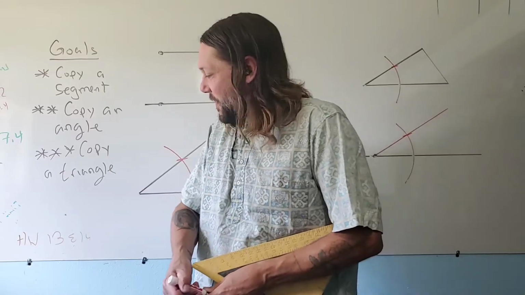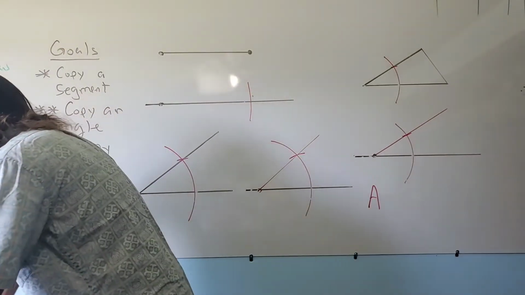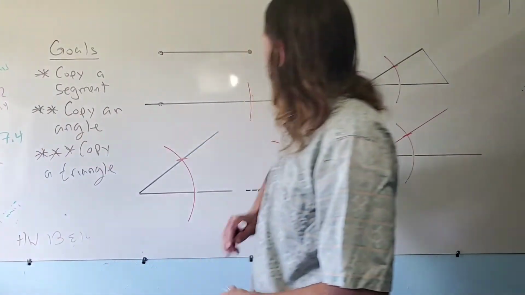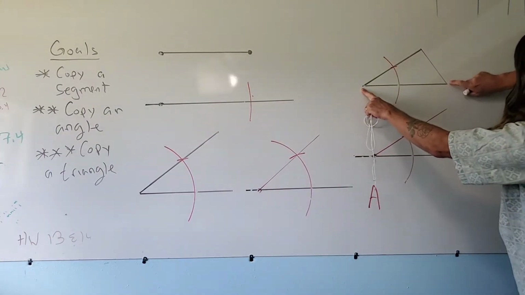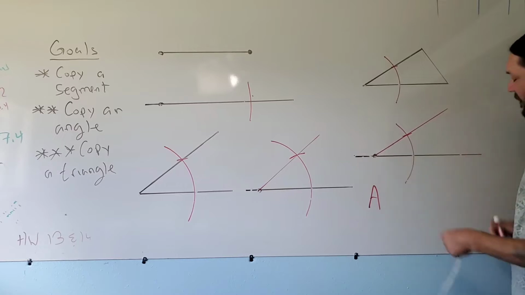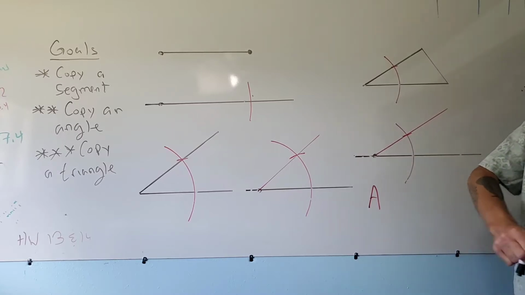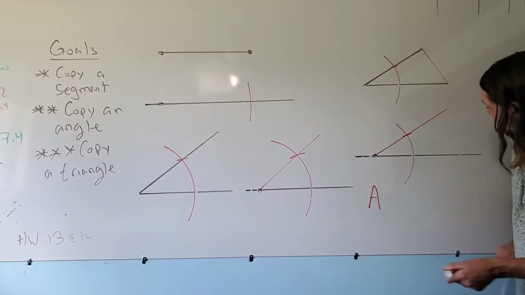Alright, so the next thing I need to do is I need to copy a segment, right? So again, we saw how simple it was to actually copy this length. So what I'm going to do is I'm going to put my needle here, pencil there, make a mark, come down here and do the same thing. And so here I'm copying a segment.